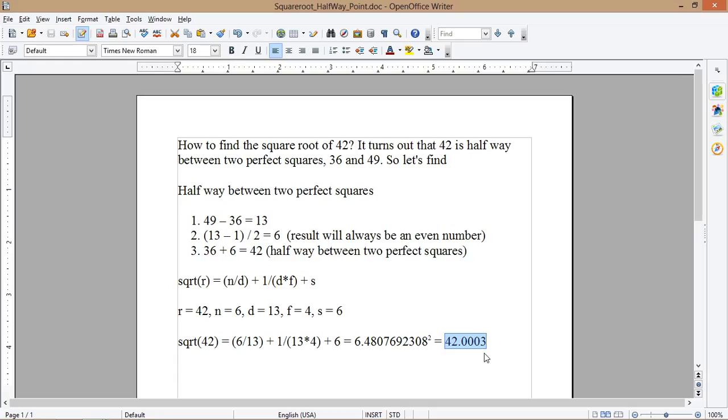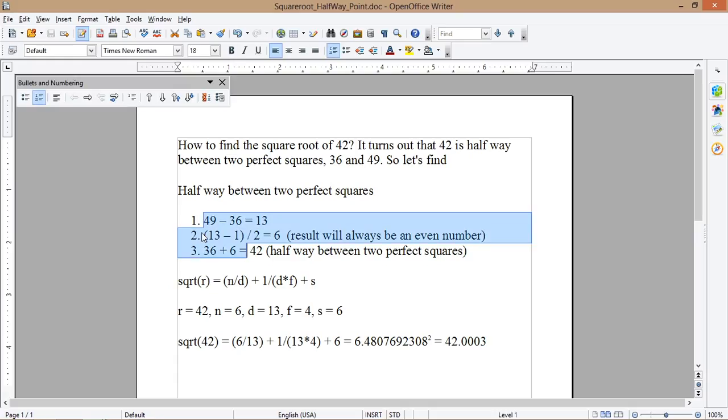So the first 3 steps, in a quick review, were finding the midway point between two perfect squares. And then we just took this algebraic expression and assigned numbers to the variables here, which are all easily derived. And then we just simply do the math, and there it is, voila. Works really, really well, okay?